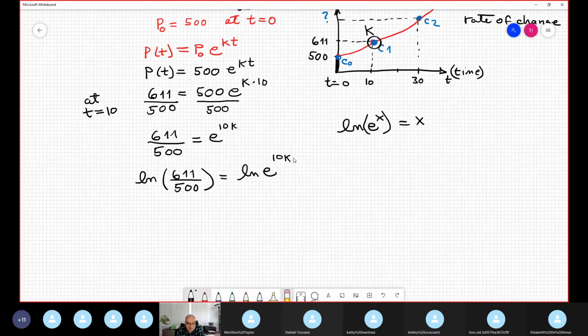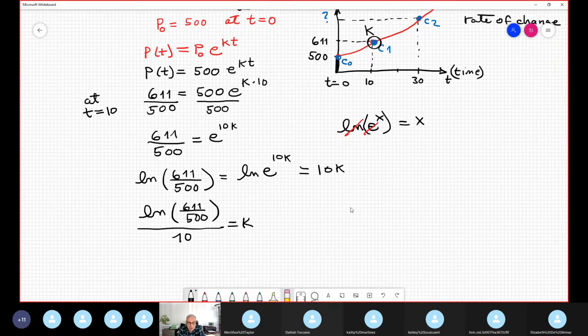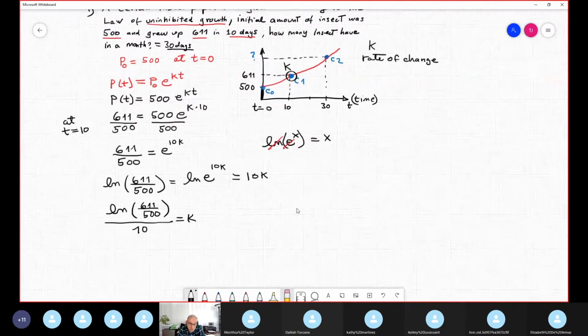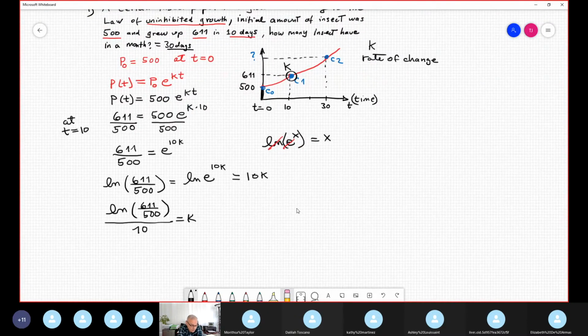So natural logarithm and exponential cancel each other out, and the answer is 10k. Finally, natural logarithm of 611 over 500 divided by 10 is equal to k. I can put it in a calculator, but no. Why not? Because this is a partial answer, not the final answer. Well, you can put it in a calculator and compute it if you want and store it in the memory of the calculator. But no. Let's do it another way. Let's plug in everything and put the final solution in the calculator.